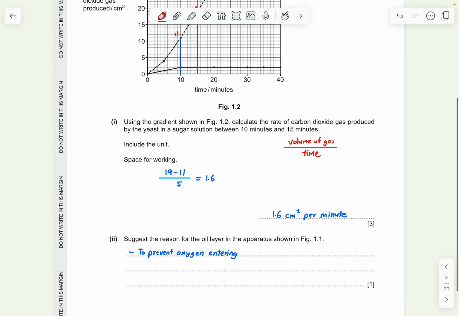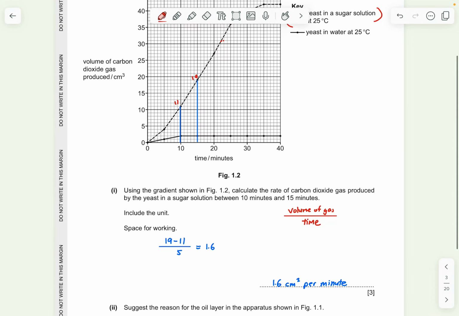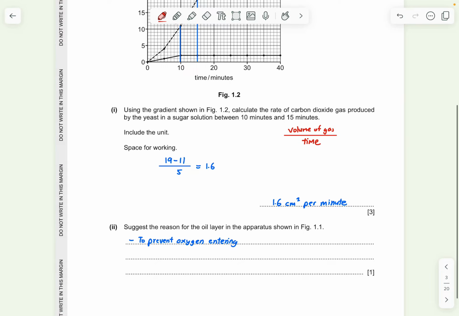The only answer that can be accepted is 1.6 cm³. So you have to read exactly. There are no further decimals. There are no other answers than just 1.6 cm³ per minute. If you're confused about how to get the unit, you know that volume is cm³ divided by time in minutes. So you can just make it into cm³ per minute or cm³/minute.